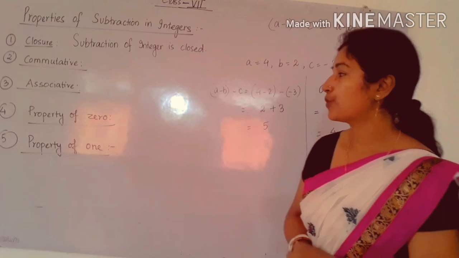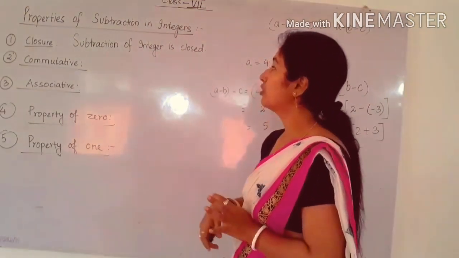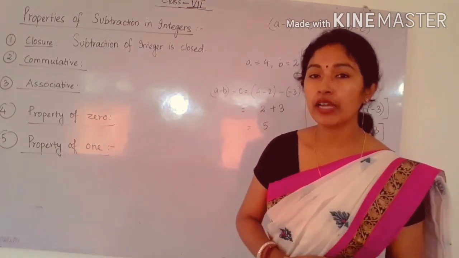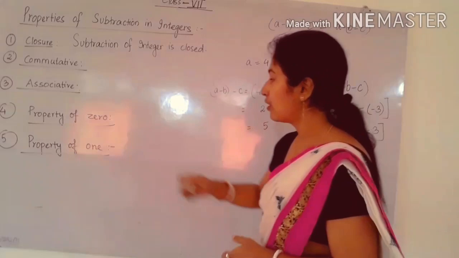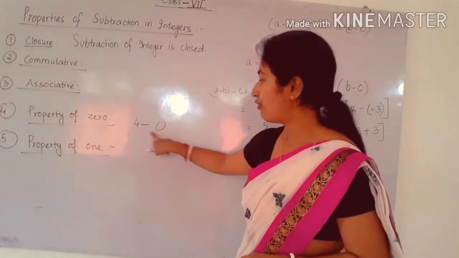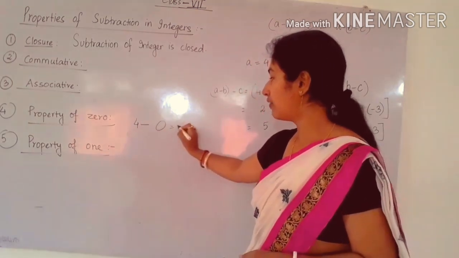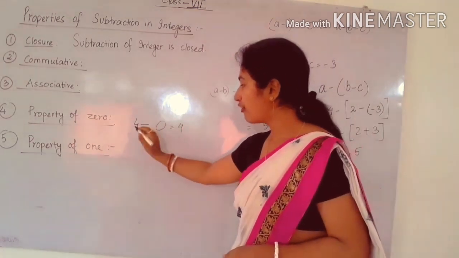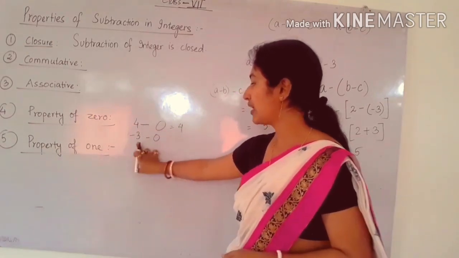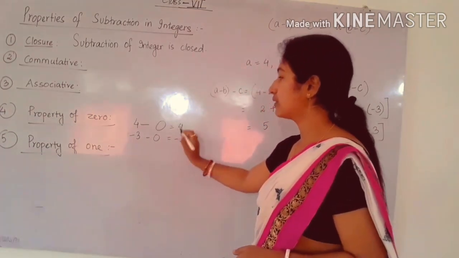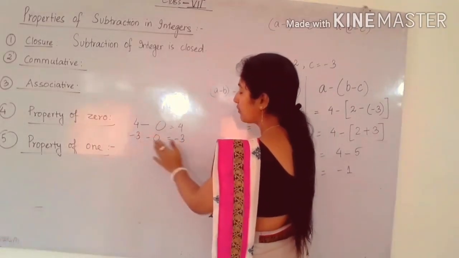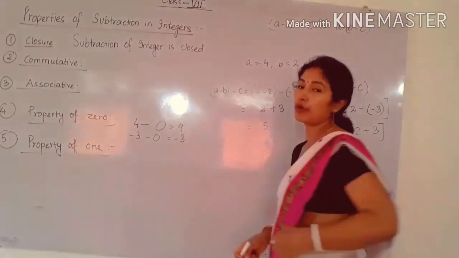The next property is the property of 0. What is the property of 0? If we subtract 0 from any integer, then again we will get the same integer. For example, 4 minus 0. I am subtracting 0 from 4. Then I will get 4. Also, if I take a negative integer, suppose minus 3, and subtract 0 from minus 3, then I will get minus 3. So if we subtract 0 from any integer, we get the same integer. This is called the property of 0.